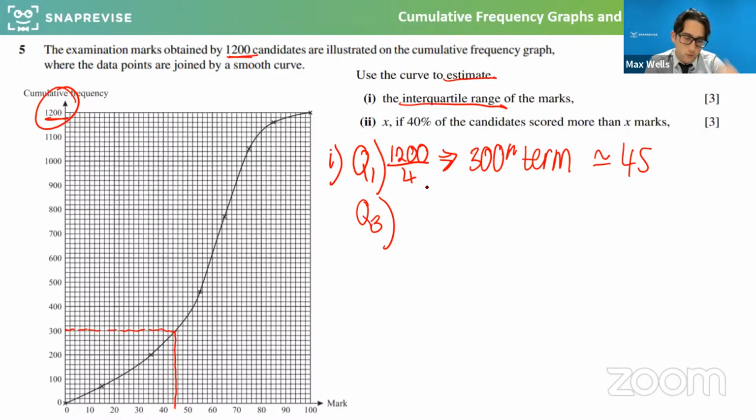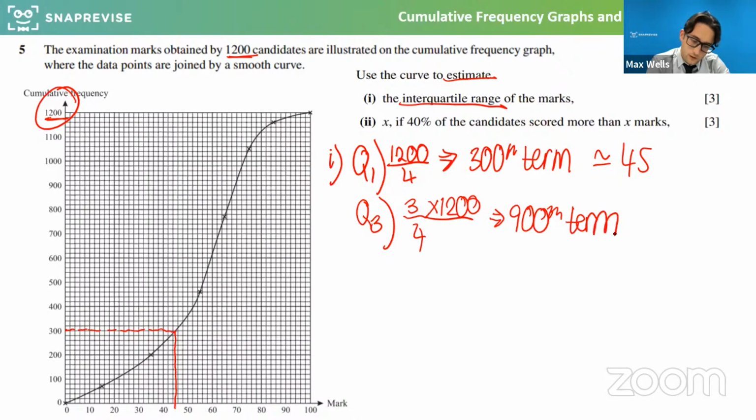So this would be 3/4 of 1,200. So this is now the 900th term. So if I go and look for that, again, I'm going to try and do this really steadily. I'm going to read that down. Okay, that's roughly coming out at approximately the 69 mark.